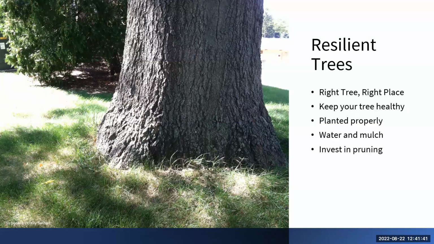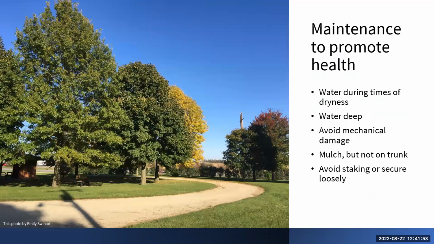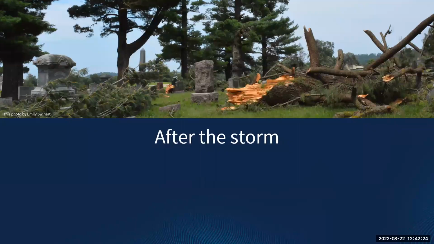So like I said, right tree in the right place will help lead to resiliency, but then properly planting the tree, watering it, and investing in some pruning while the tree is developing is going to help lead to resilient trees. Maintenance and protecting the tree as best we can throughout its life is going to lead to more resilient trees. Watering during times of dryness, avoiding mechanical damage, avoiding damage to the root systems, avoiding stakes or leaving ties on too long, and then providing mulch, not on the trunk of the tree, can help create resilient trees.